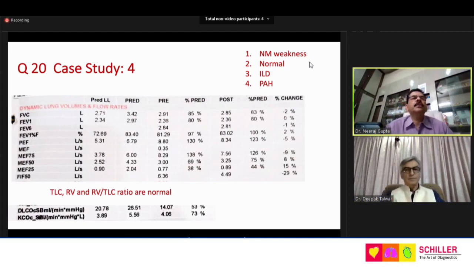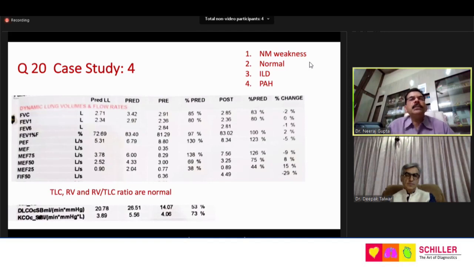Yes, so we do have spirometric parameters here, and we do have DLCO and KCO. TLC, RV, TLC ratios are normal. It has been mentioned separately. So let us have a look at spirometric parameters. FVC 85%, FEV1 80%, FEV1 FVC ratio is 97%. So it seems to be a normal spirometry looking at these parameters, although we don't have a graph here to confirm. Then our TLC, RV, TLC ratio, they are normal.